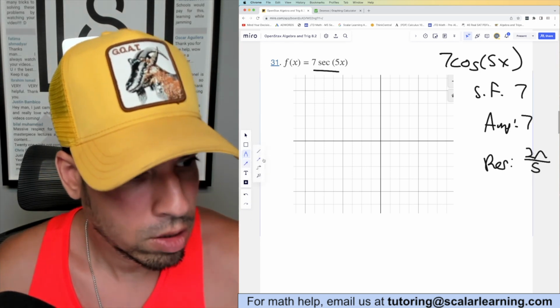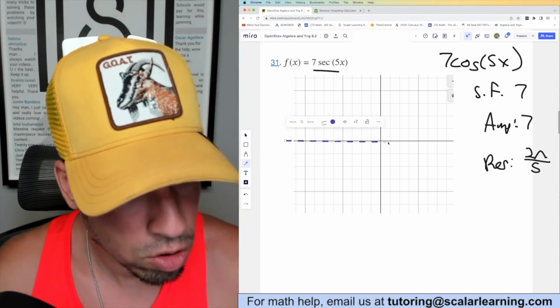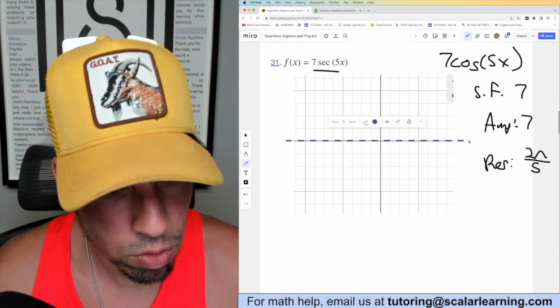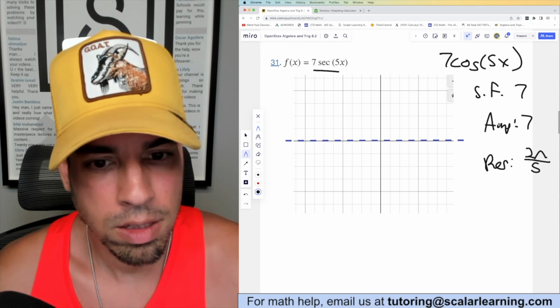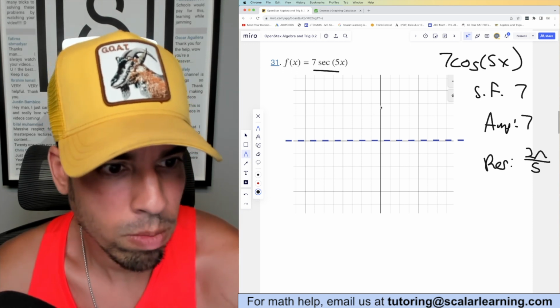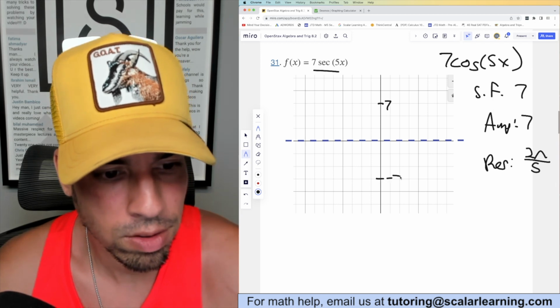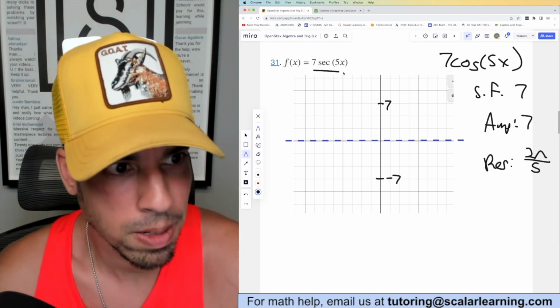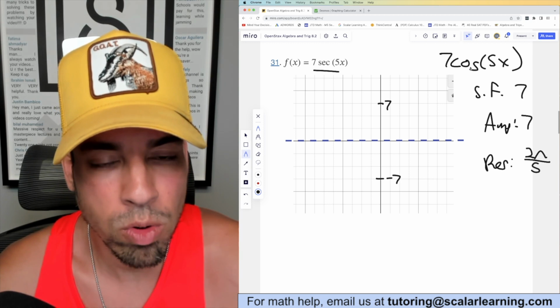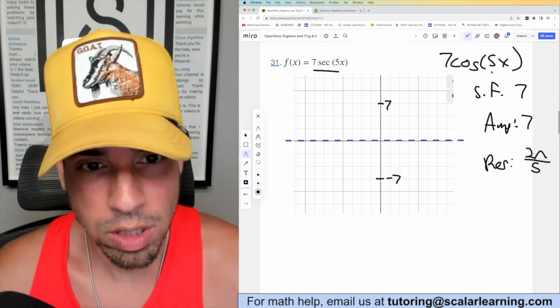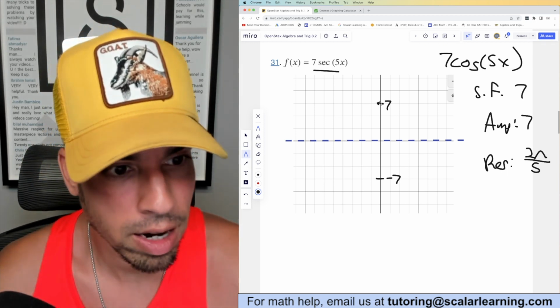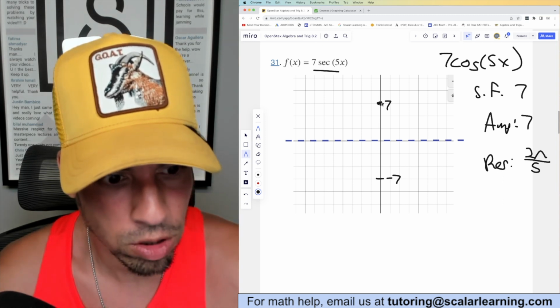So now we have enough to get started. Let's draw that nice center line. There's no vertical or horizontal shift, so the center line's right on the x-axis. And just to make this not look so crazy, I'm just going to arbitrarily say that this is 7 and this is -7, because that's the amplitude, the max and the min. And because we're talking about cosine, and there's no vertical or horizontal shifts, we know that we start at the height. So on the y-axis, we're going to start at that high point.